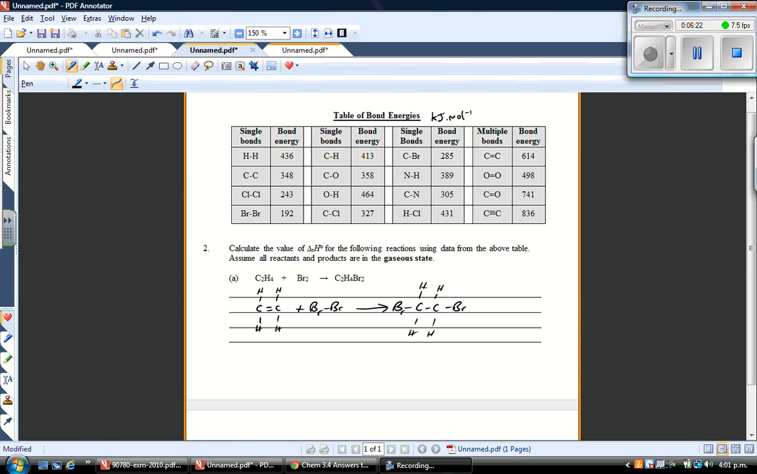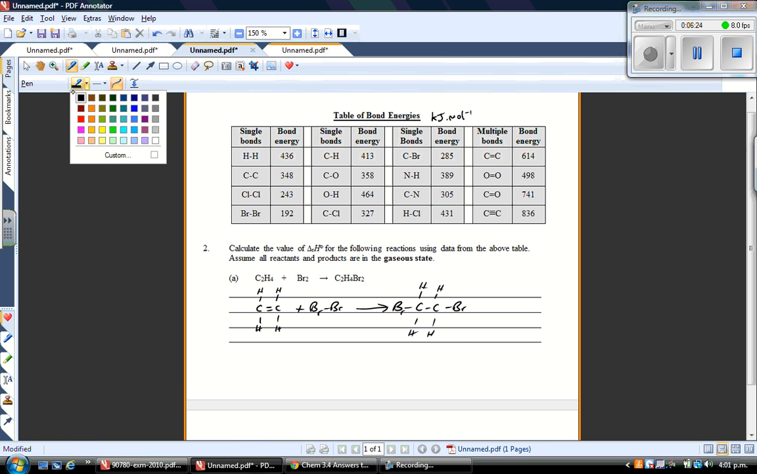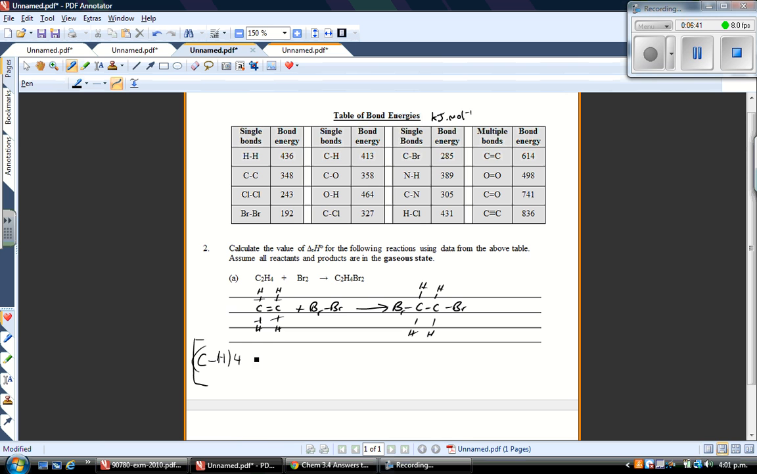Okay, so now we're just going to write out the particular bonds that we have, or the numbers that we have of each one. So we have a carbon-hydrogen bond here. That's a carbon-hydrogen bond. We have 1, 2, 3 of those, so we put 4 around that bracket. The next type of bond we have on the left-hand side is the carbon-carbon double bond. We just have 1 of those. And that's that particular compound, ethene, used up.